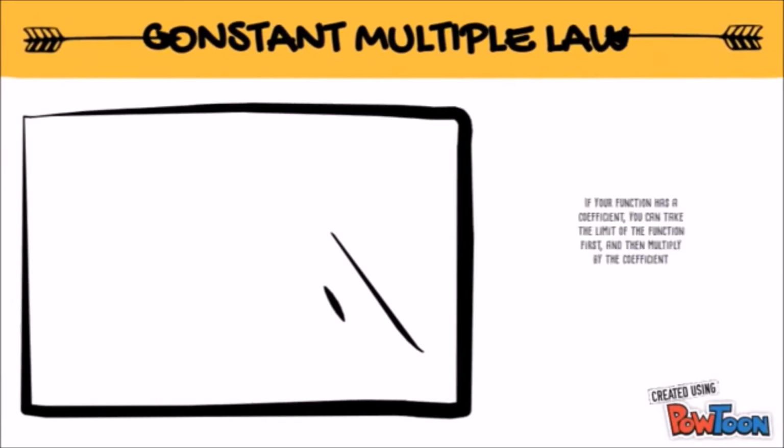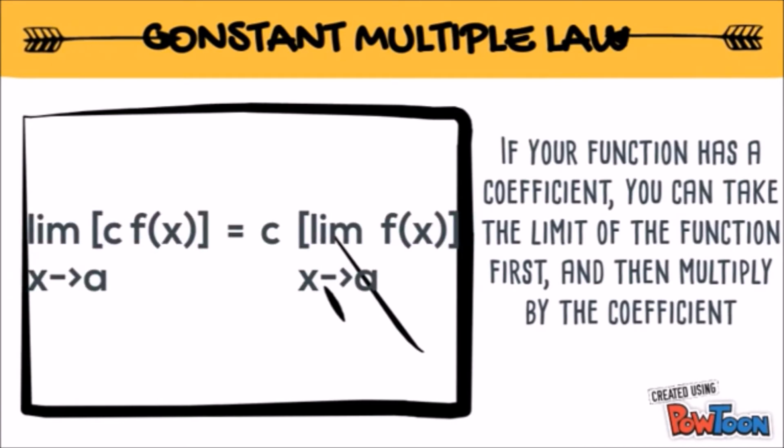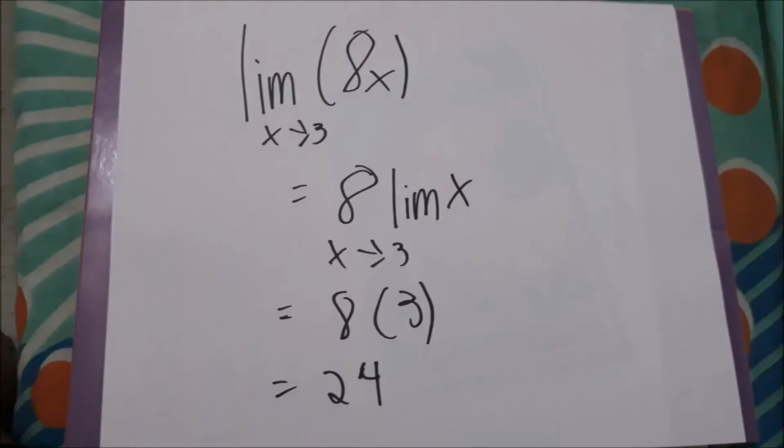The third one under the basic limits is the constant multiple law, where it states that if a function has a coefficient, you take the limit of that function and multiply it by the coefficient. For example, the limit of 8x as x approaches 3 can be found by calculating 8 times the limit of x as x approaches 3, which is equal to 8 times 3, or 24.